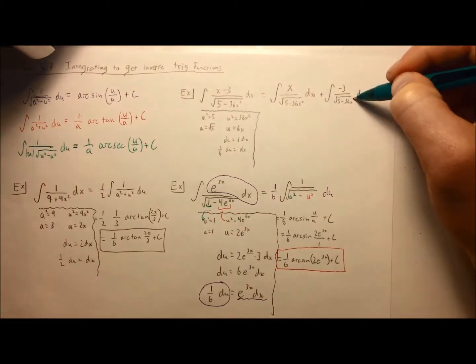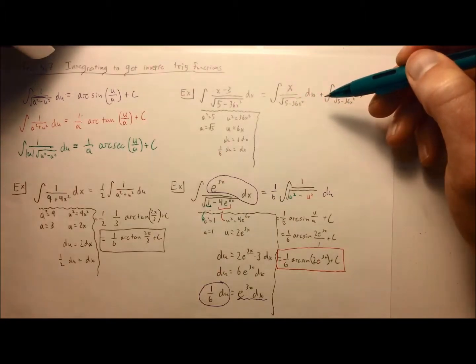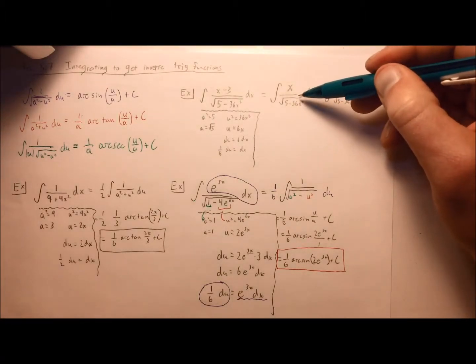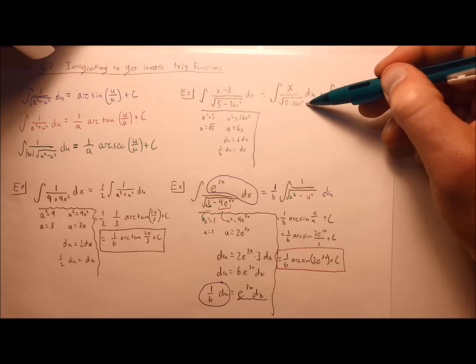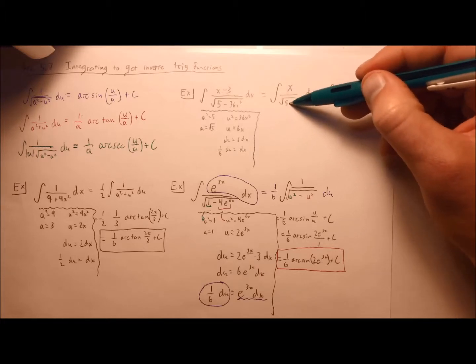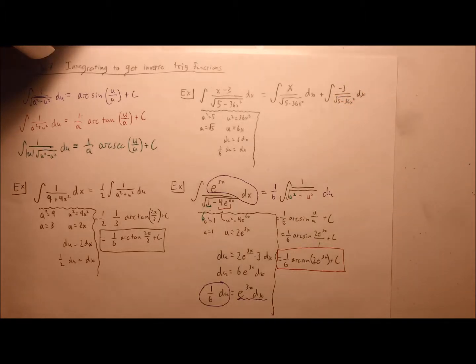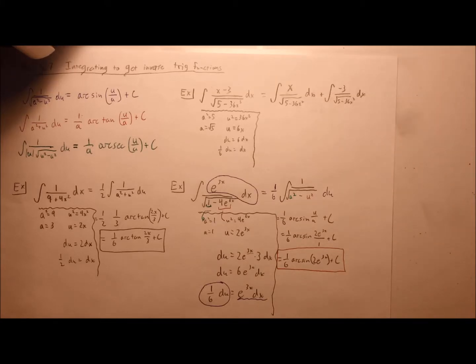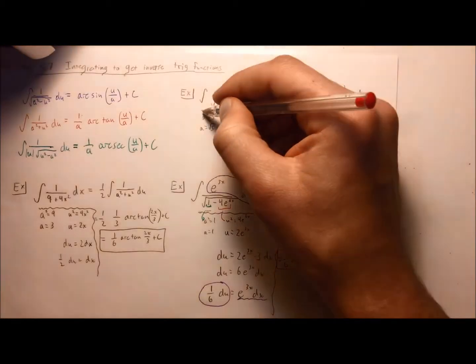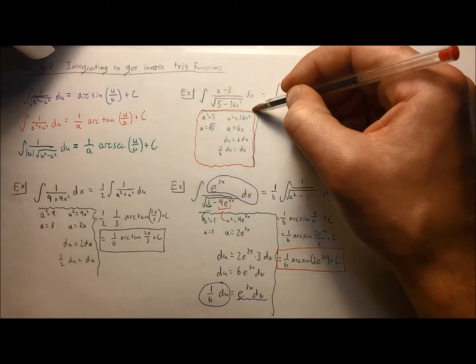Now this right here does fit into one of our formulas. That's like the formula for the arc sine. This one right here does not fit into one of our formulas, but we've done this before, because the derivative of what's inside here is going to be what's on top. Not exactly, but a scalar multiple of it. So this one over here, I'm going to use this substitution for this problem over here.